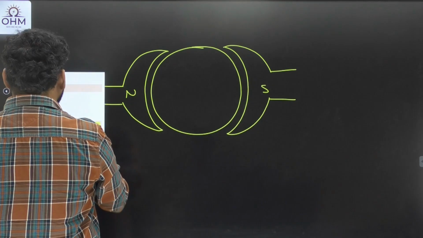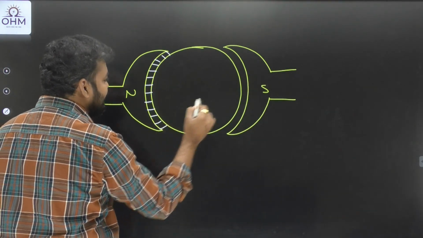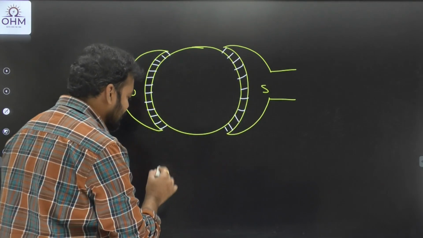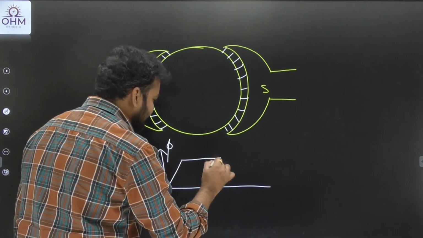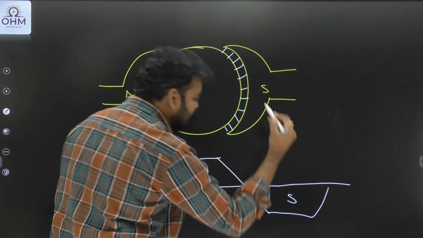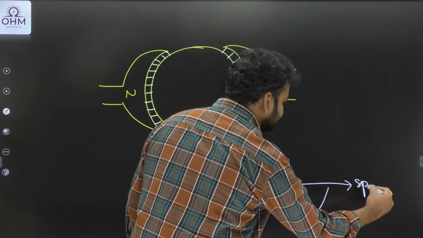Okay, you can see here the air gap length is uniform. Because of this uniform air gap length, the field flux was distributed in a flat topped manner. Okay, the field flux is distributed in a flat topped manner. Let's say this is north pole field flux, this is south pole field flux with respect to time or space.